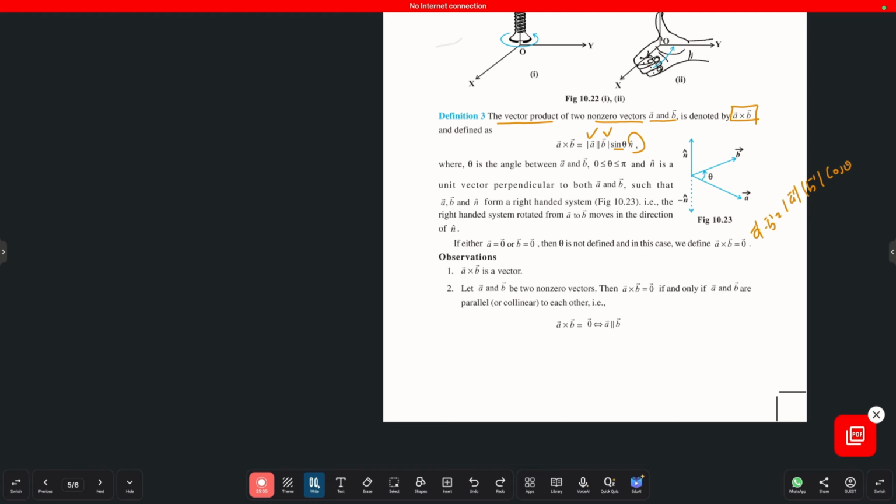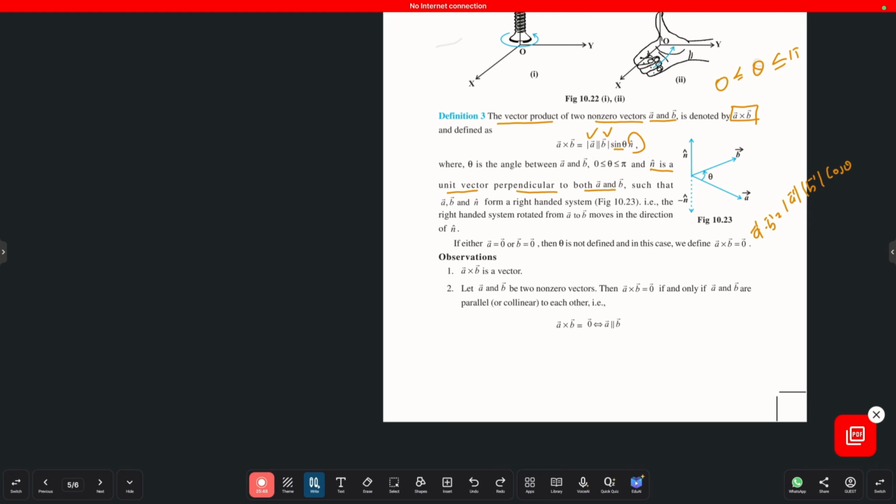What about this n? The n vector is a unit vector perpendicular to both vector A and vector B. It is a unit vector which is perpendicular to A and B both. And what about theta? The theta value will be from 0 to pi, greater than or equal to 0, less than or equal to pi. It means theta may be an acute angle, or theta may be an obtuse angle. This is the definition.